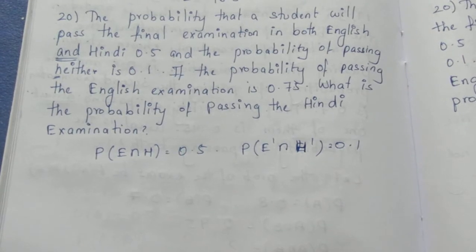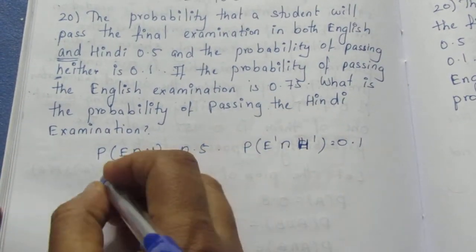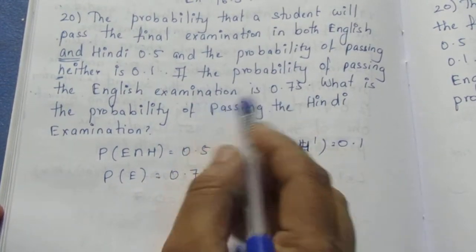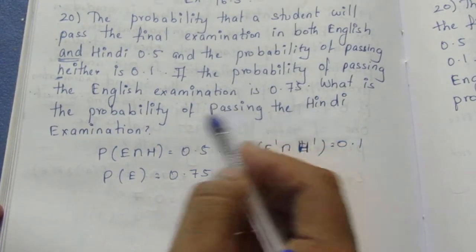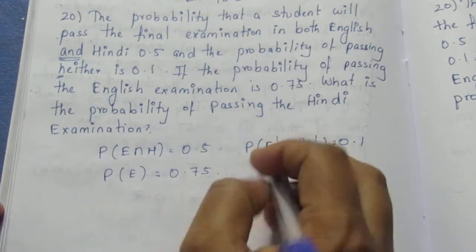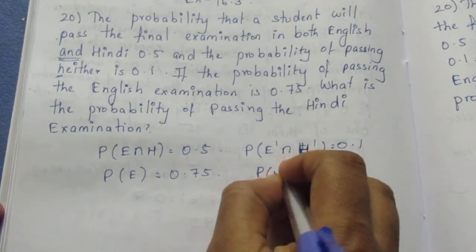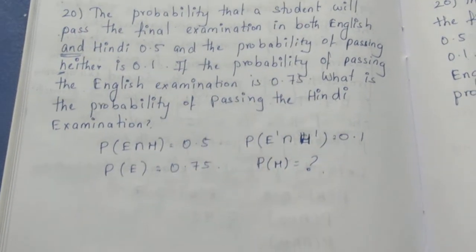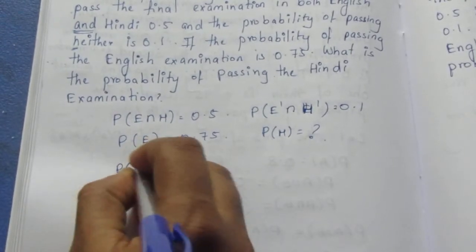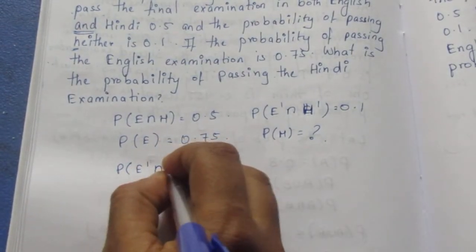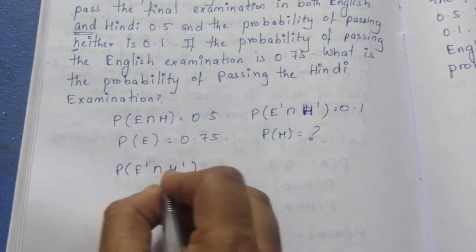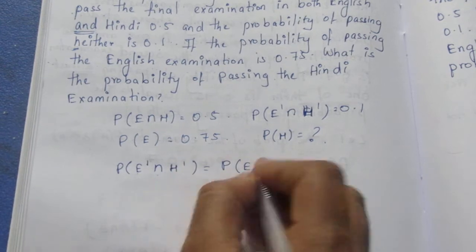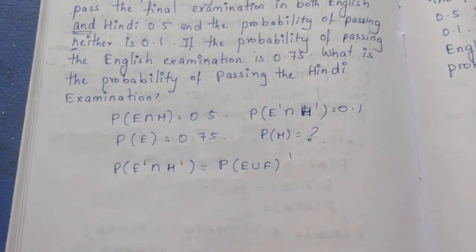The probability of passing the English examination is 0.75. That is P of E is equal to 0.75. Now what is the probability of passing the Hindi examination? So P of H is what is asked. Now let me take this. Here we have a formula for P of E complement intersection H complement, that is nothing but P of E union H the whole complement.